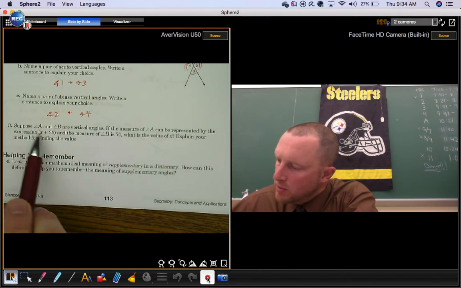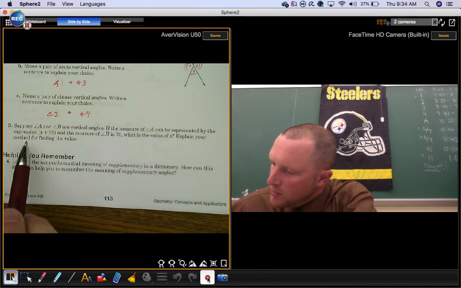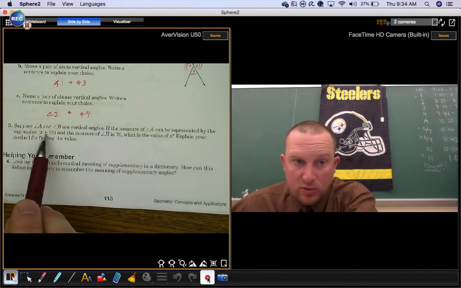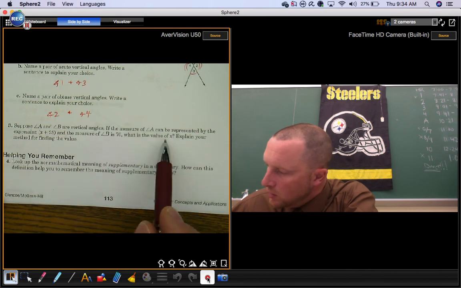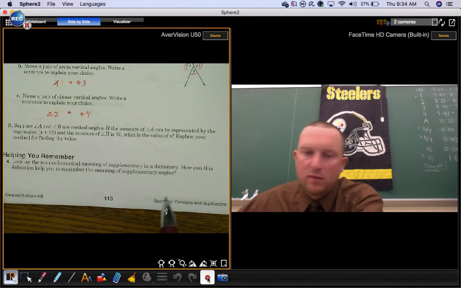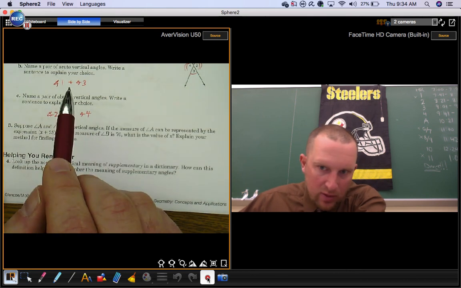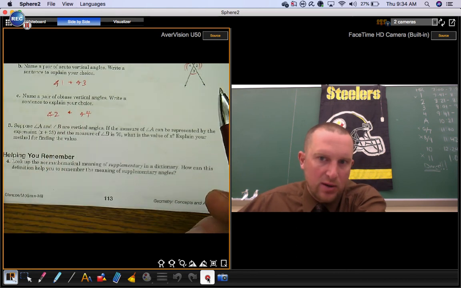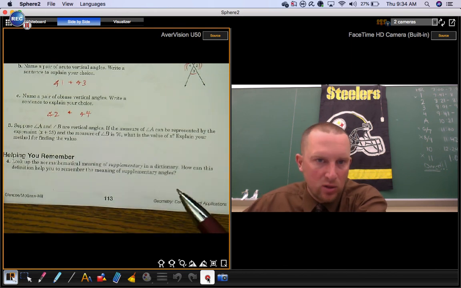Number 3, suppose angle A and angle B are vertical angles. If the measure of angle A can be represented by the expression x plus 25, and the measure of angle B is 70, what is the value of x? Explain your method for finding the value. This is no different than any problem that we did on the skills practice or the practice page. It's just in word form, which makes it look confusing.